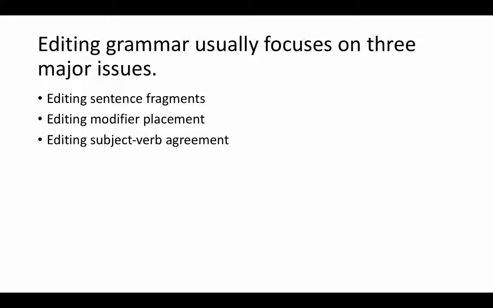To condense what is a large concept and the different issues that go with it, if you imagine the Chicago Manual of Style, Chapter 5 deals with grammar in about 250 paragraphs, and it's quite dense. But let's condense it into three major issues when editing grammar: editing sentence fragments, editing modifier placement, and editing subject-verb agreement. These three are the major issues we'll deal with.